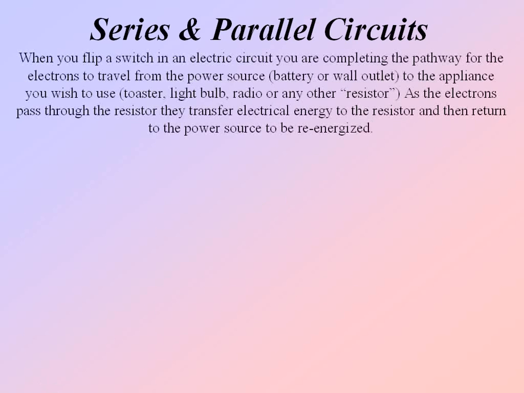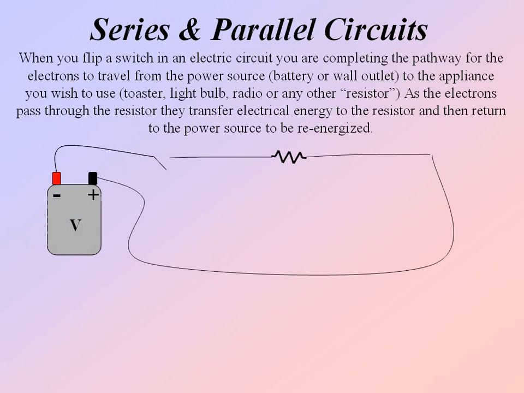When you flip a switch in an electric circuit, you are completing the pathway for the electrons to travel from the power source to the appliance. As the electrons pass through the resistor, they transfer electrical energy to the resistor and then return to the power source to be re-energized. Here's a typical circuit. It contains a power source, a switch, and a resistor.